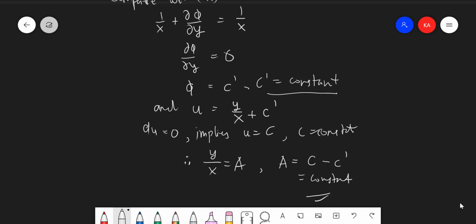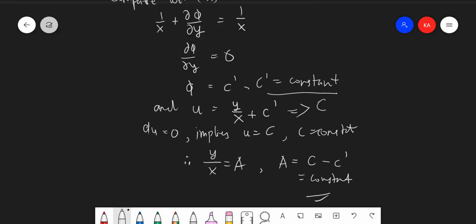So like this one, du is equal to 0. So this implies that u, because du is 0, we can make integration, so u is c, a constant. Okay, so we replace this: c is y over x plus c prime. So we replace, and y over x becomes a, where a is c minus c prime. So this is the solution of these exact equations.